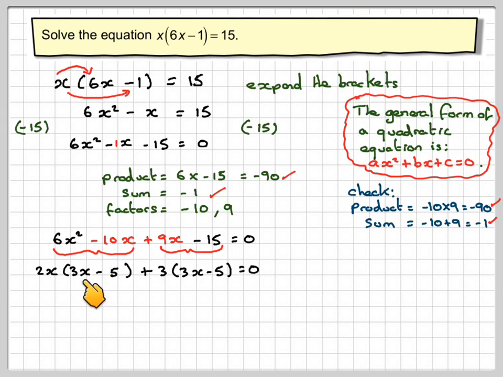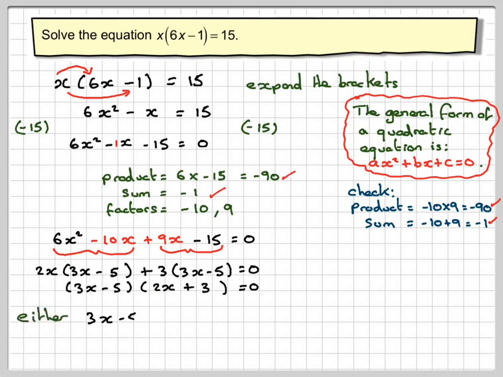Now, if you've done this procedure correctly, here and here, you will always get the same thing. So this now in turn comes to be a common factor, and you're going to be left with the other bracket being 2x plus 3. Now you've got two brackets equal to 0, so either one is equal to 0 or the other is equal to 0, or they're both equal to 0.